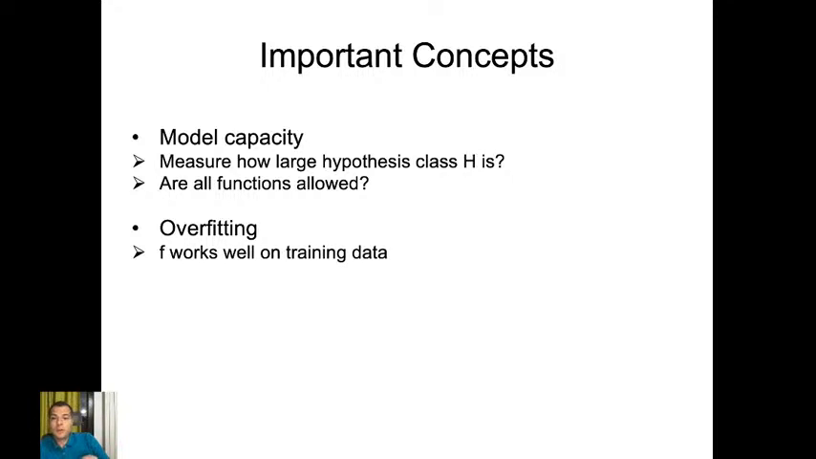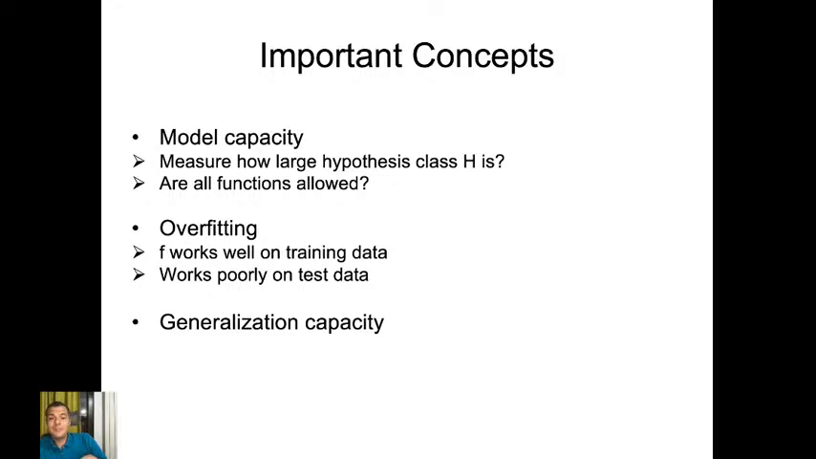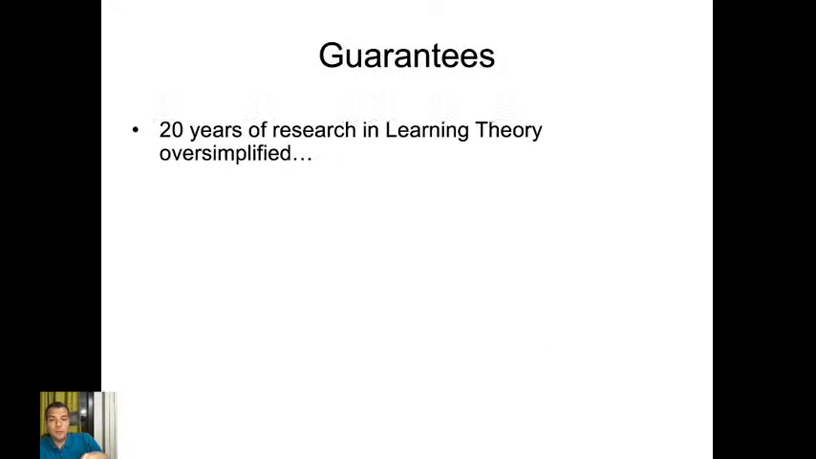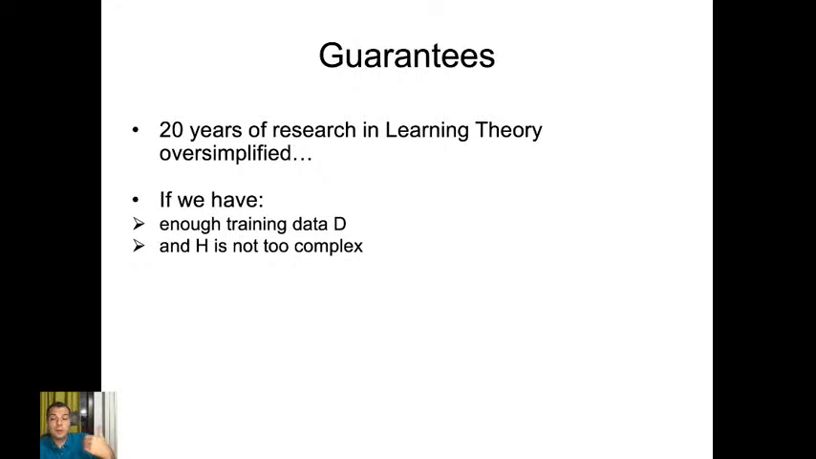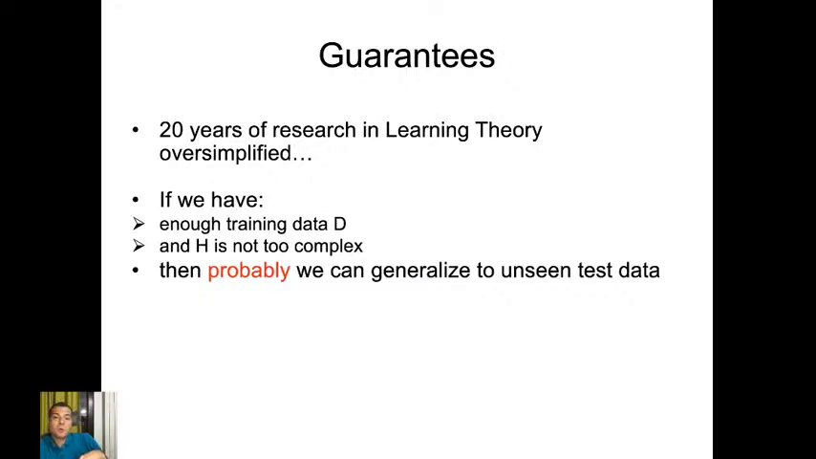We try to avoid it. So this overfitting happens when our model works well on the training data, but not so well on test data. So yeah, we want to avoid overfitting, and we want to improve the generalization capacity. So this is the ability of the model to achieve low error on new test data. So yeah, in the end, the guarantees are that if we have enough training data and if we have a good hypothesis class, then probably we can generalize to unseen data.